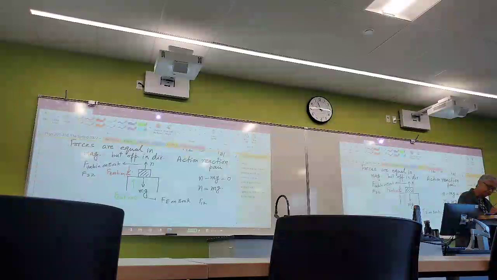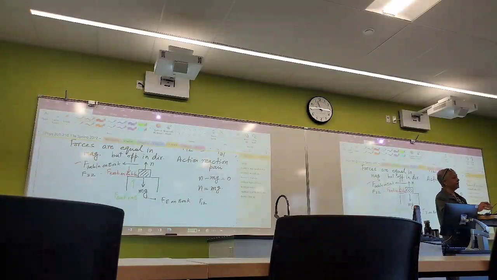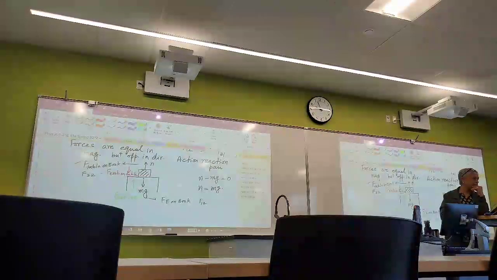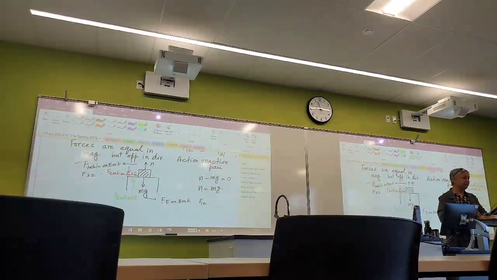This black and red, this black and green, will always be equal because they form an action-reaction pair. But what are the forces acting on the book? Aren't both the black forces acting on the book, right? And since those two black forces are equal, the book doesn't move. If mg was bigger, the book would move down. If the normal force was bigger, the book would go up. Okay? But do you understand the action-reaction?